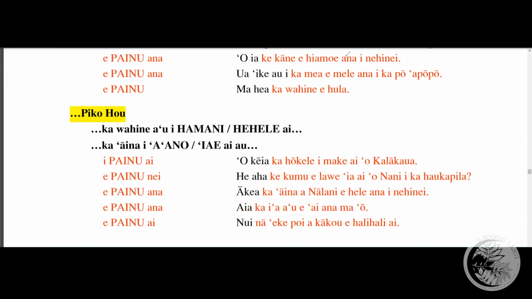Heaha ke kumu e lave iai o nani I kahukapila. And we should realize heaha ke kumu, and we notice ke kumu, meaning the reason. That is your kia. Well, which reason? E lave iai, to be taken. Should be taken. Commitment to be taken. Well, is the kumu what's being taken? What is this relationship? Is kumu what's being taken? And you realize, no. The kumu is not.